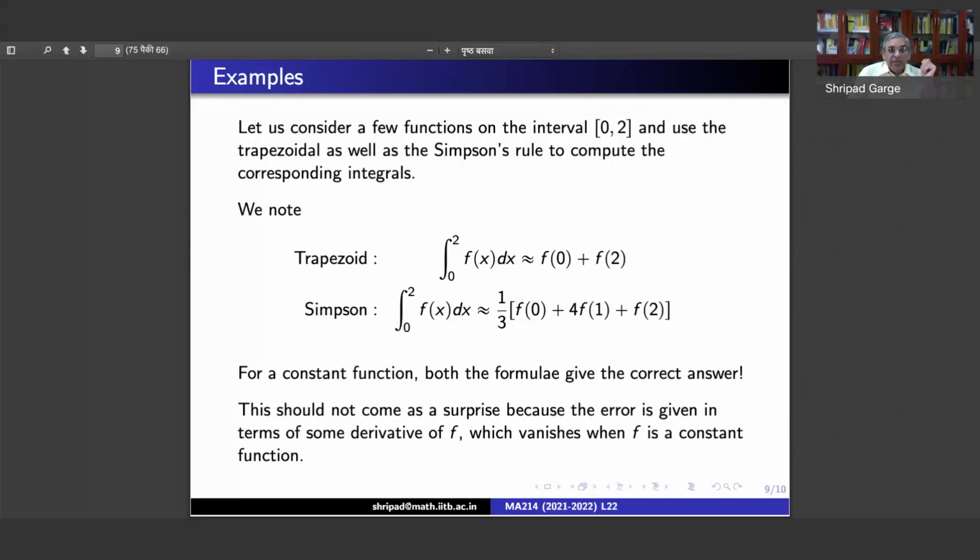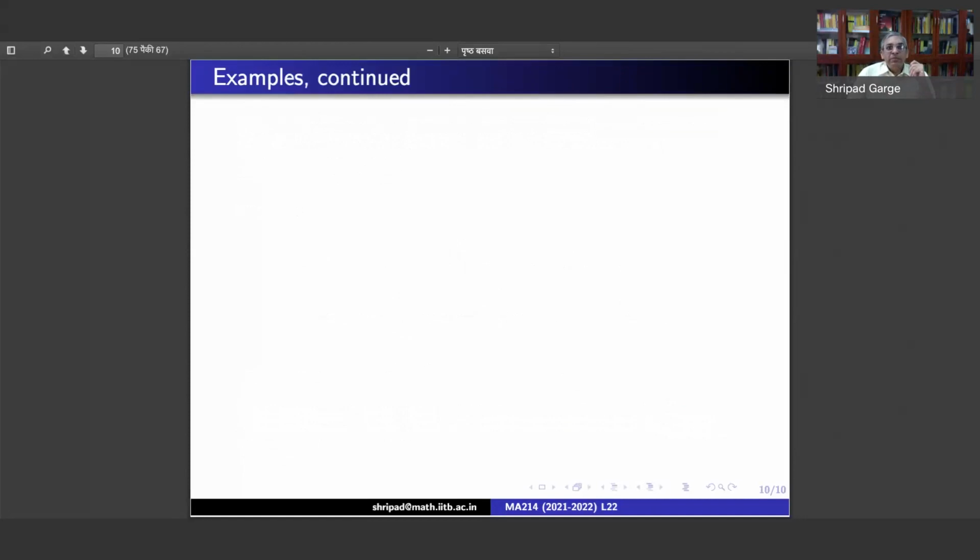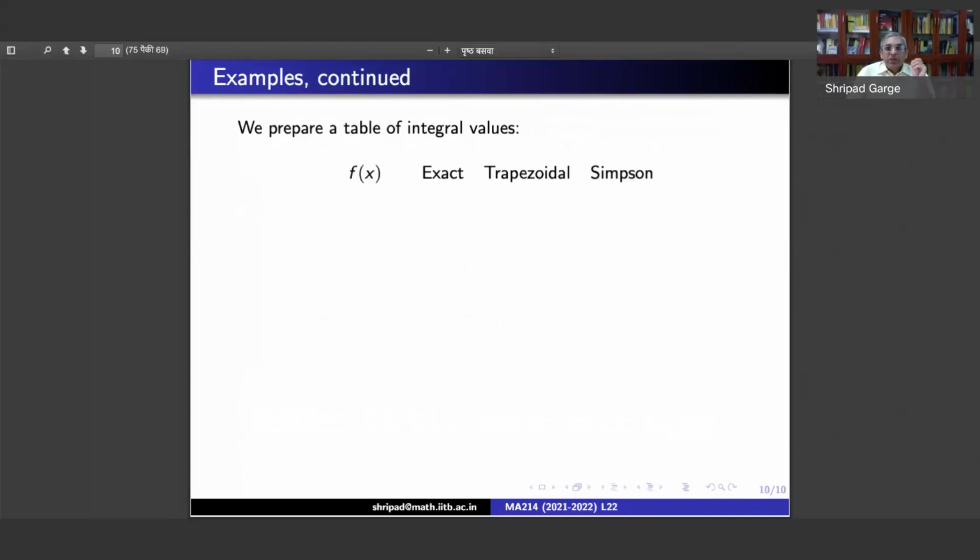Okay, so here we go and compute some examples. So we are going to look at f(x). We of course know these examples and we can compute the exact integrals, but we will also give the trapezoidal and Simpson's answers to give you a feeling of these things. So we start with f(x) equal to x square. The exact answer is 2.667.